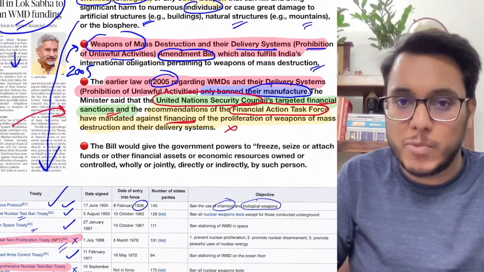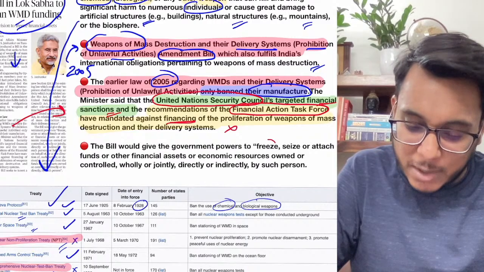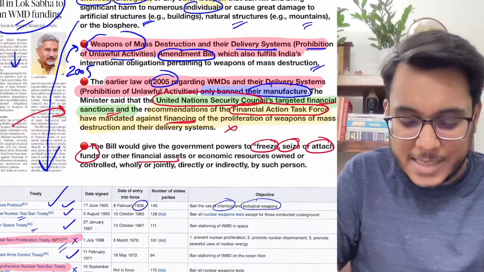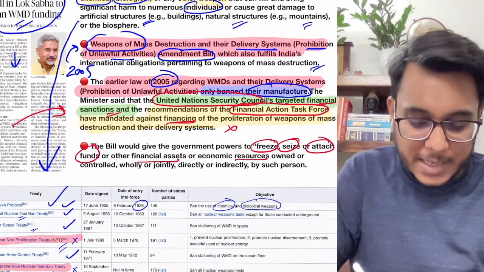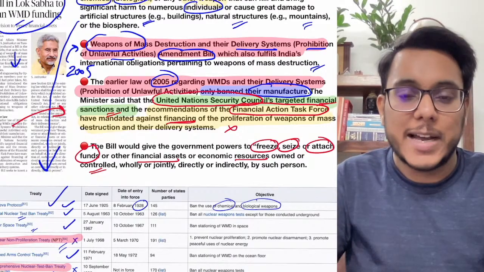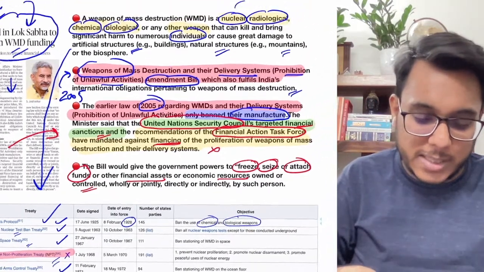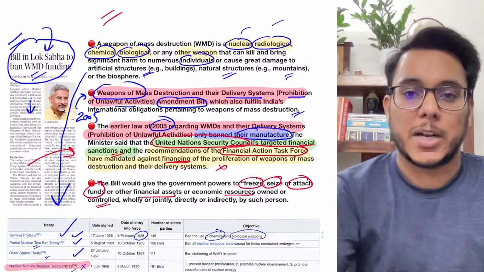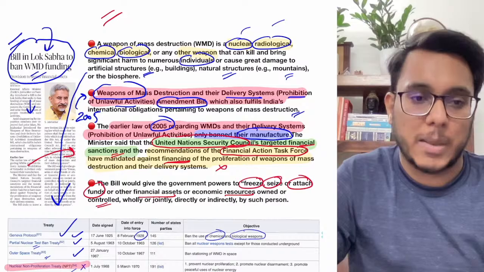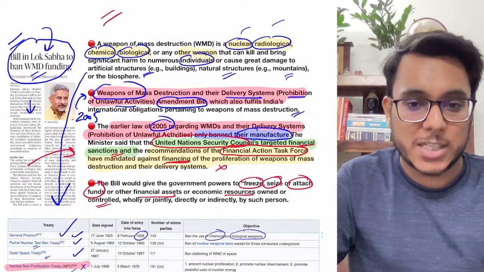Now this particular bill will give the government the power to freeze, seize or attach the funds or any other financial assets or economic resources that are owned by a person who aims to provide financing to weapons of mass destruction. So this is the provision of this particular bill. So guys, that is all about it. I hope that you have understood the provisions and what this bill intends to do.